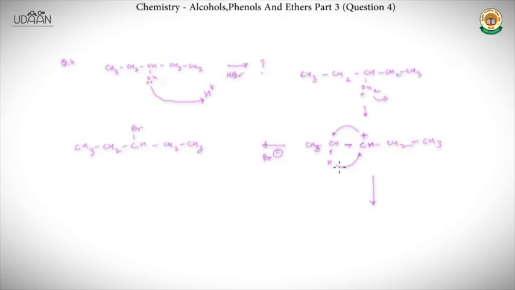Therefore, the H will go over here and the carbocation will be shifted over here, and it will form CH3CH+CH2CH2CH3. Br- can attack and it will form this compound. What do you think? Which one will be the major product, A or B?